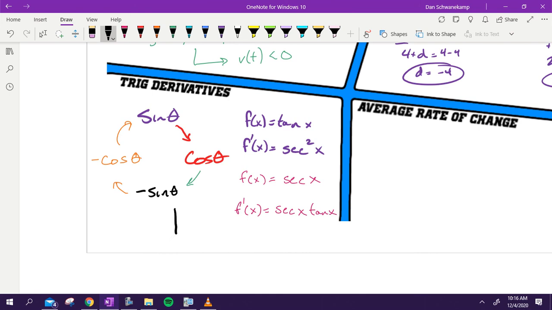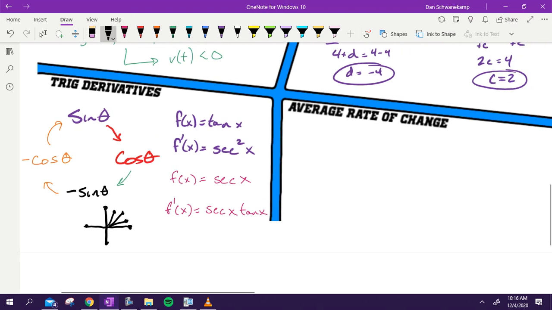The other thing you need to know is your unit circle, at least this much. Okay? If you can remember that part of your unit circle, you're going to do fine. Okay, if you don't know that much, you need to go back and look at it a little bit more. But the first quadrant and the four main axes, you need that.